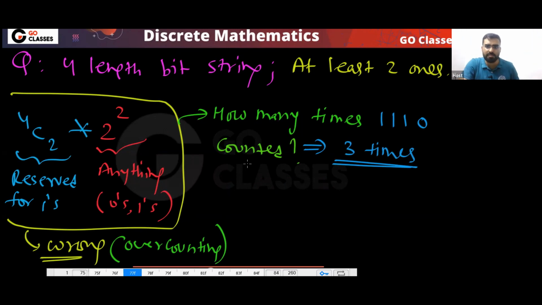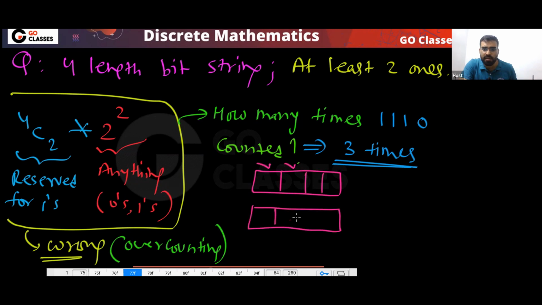How did we count 3 times? The first time, I can select these positions reserved for ones. In the second way, I can select these positions reserved for ones. And in another way, I can select these positions reserved for ones.